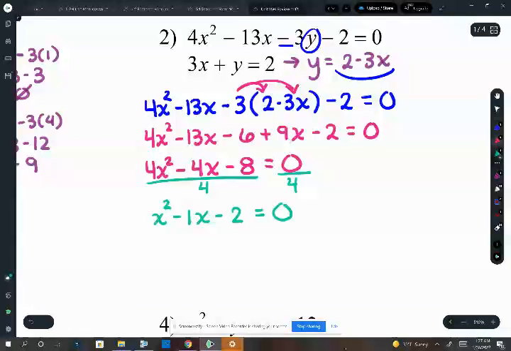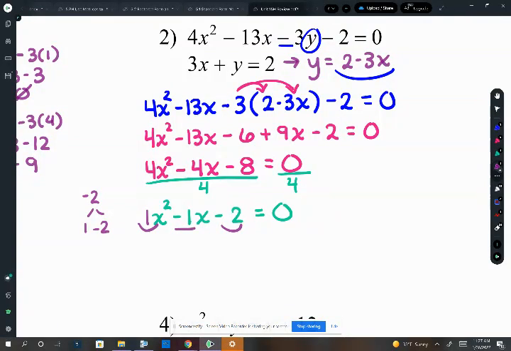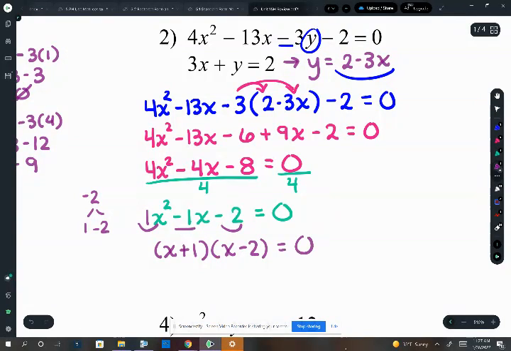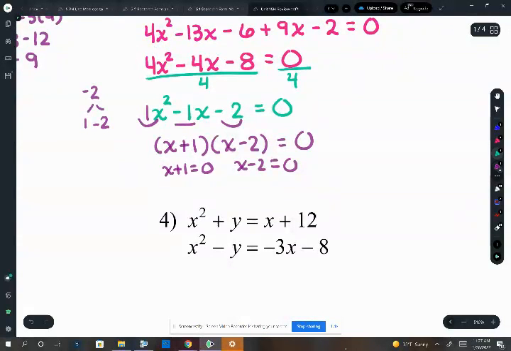And then we're back to where we were before, which is 1 times negative 2 is negative 2. Factors of 2 are 1 and 2. The way I'm going to get a negative 1 here is my bigger number is my negative. Because a is 1, I can just write it quickly as x plus 1 and x minus 2. So then I'm going to go x plus 1 equals 0, x minus 2 equals 0, and we're going to solve from there. So we subtract 1, we get x equals -1, add 2, we get x equals 2.